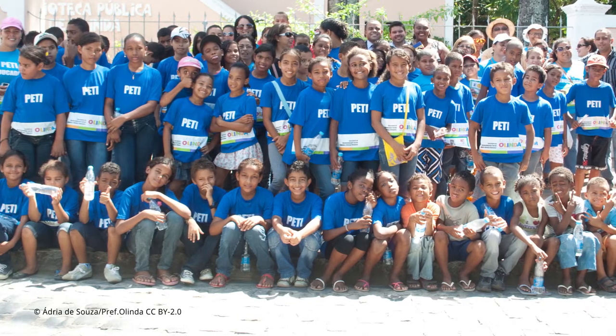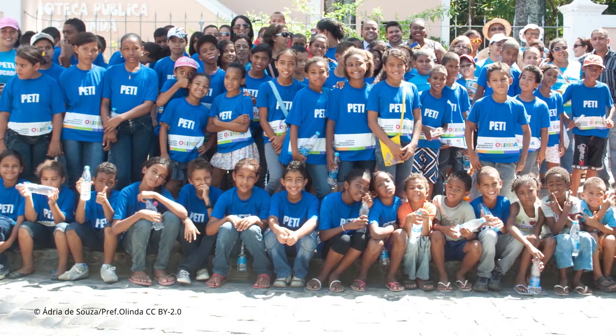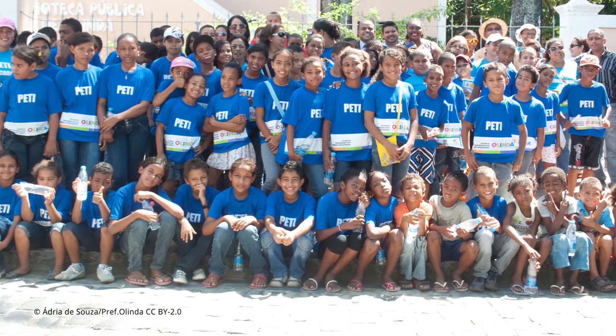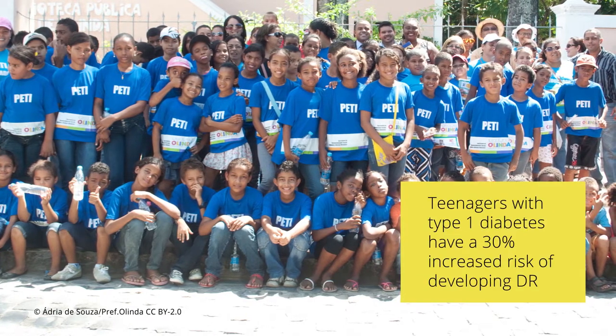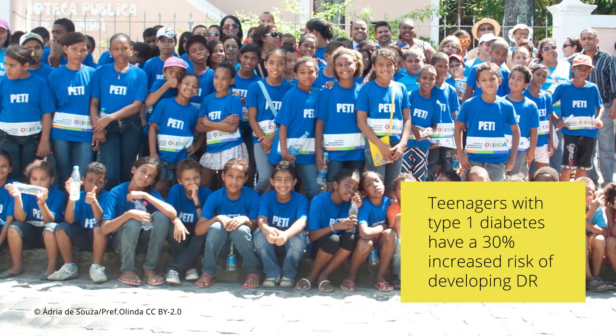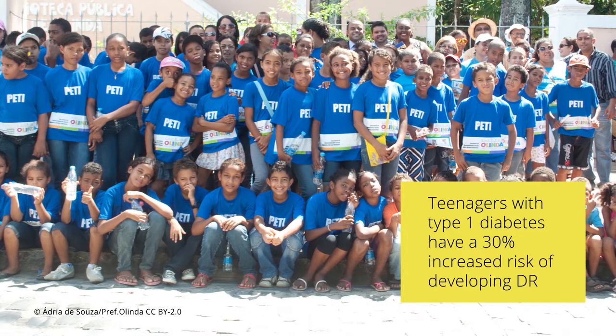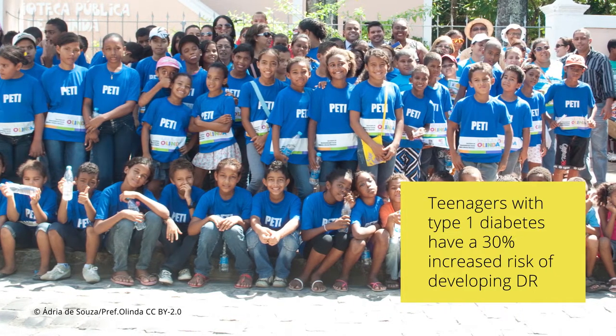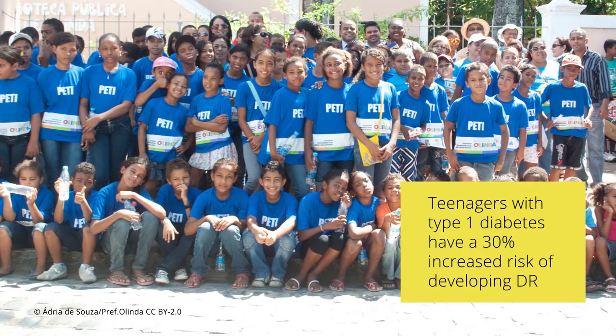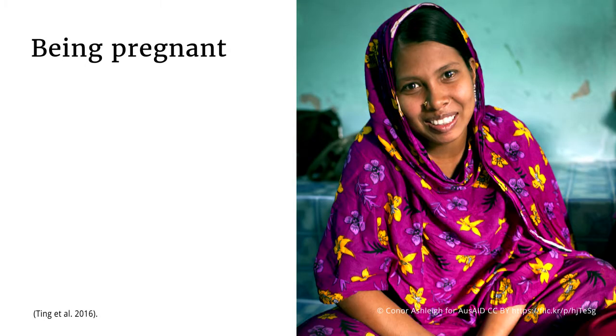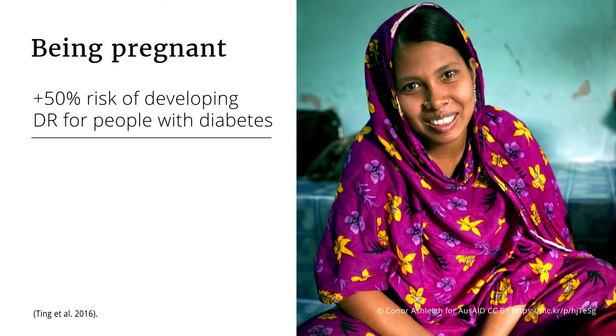Age. Growth spurts, hormonal, dietary, and other changes in the post-puberty period mean that teenagers who have type 1 diabetes have a 30% increased risk of developing diabetic retinopathy, and this risk is even more significant in males. Pregnancy for a person with diabetes carries a 50% risk of developing diabetic retinopathy.